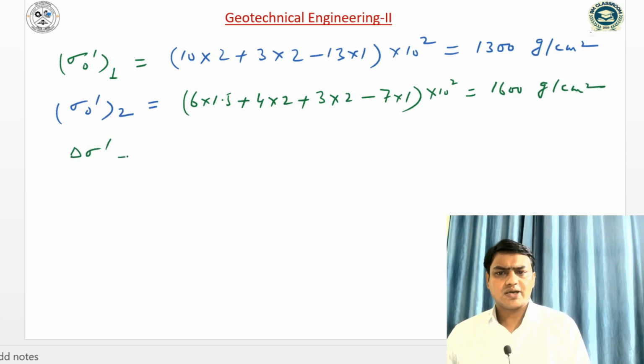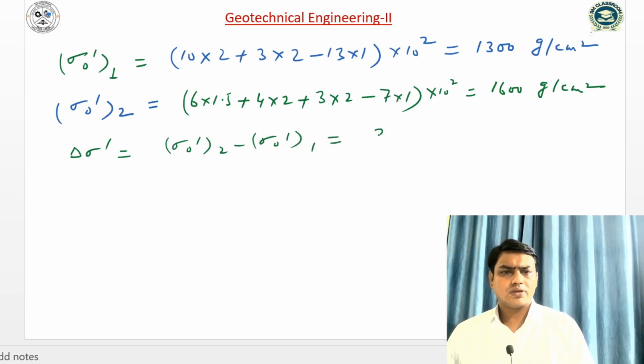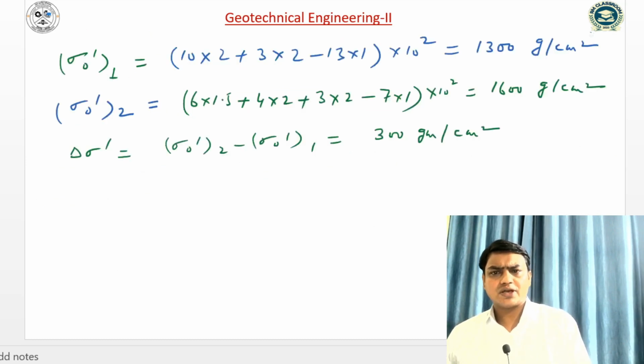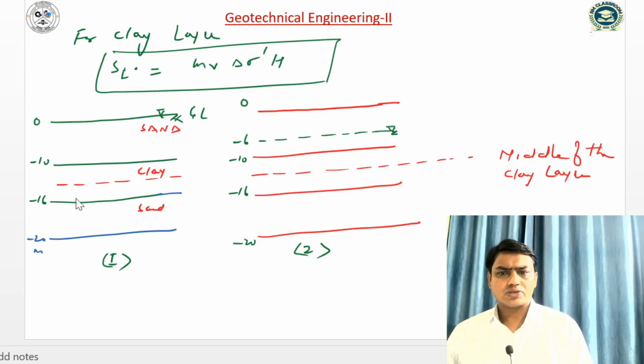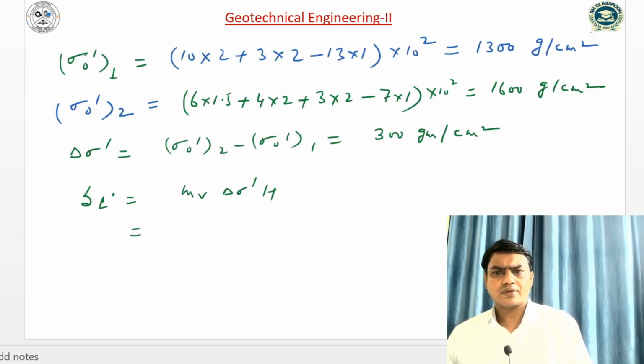So what is delta sigma dash? It will be sigma 0 dash 2 minus sigma 0 dash 1. So it will be 300 gram per centimeter square. So delta sigma dash we have computed. So the primary consolidation settlement can be computed. That is mv into delta sigma dash into H. So what is the thickness of the clay layer? The thickness of clay layer is 6 meter, so it will be 600 centimeter into delta sigma dash.